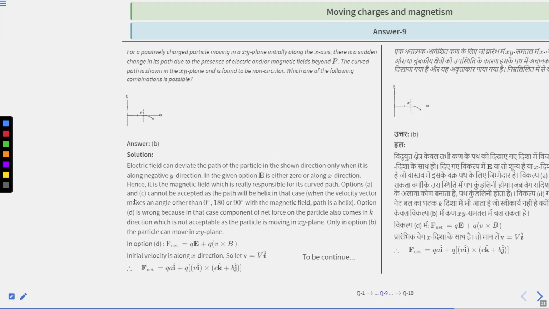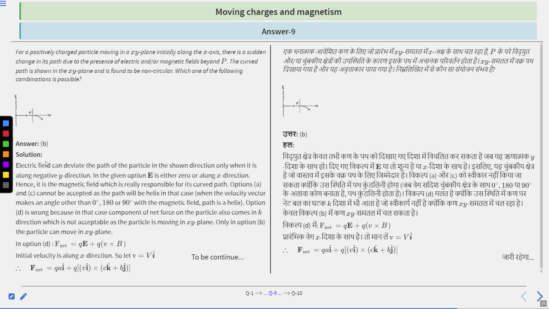Let's find a solution. Electric field can deviate the path of the particle in the shown direction only when it is along negative y direction. In the given options, E is either 0 or along x direction. Hence, it is the magnetic field which is really responsible for its curved path.